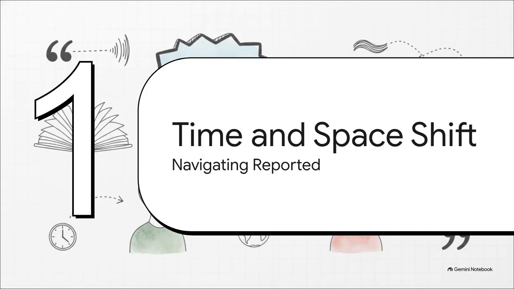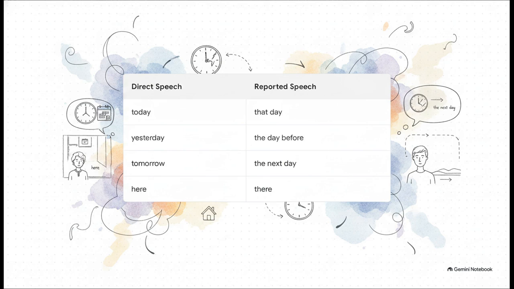Moving right along to Section 2, the time and space shift, navigating reported speech. When you switch from direct quotes to indirect speech, you are quite literally time traveling. The crucial thing to remember is that if someone speaks to you on a Monday and you report it on a Friday, the word tomorrow is no longer accurate. Factually, tomorrow logically has to become the next day or the following day. The word yesterday becomes the day before. Even physical space changes. Here becomes there, because you probably aren't standing in the same room anymore.